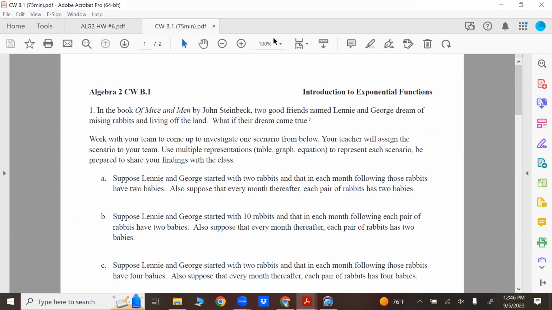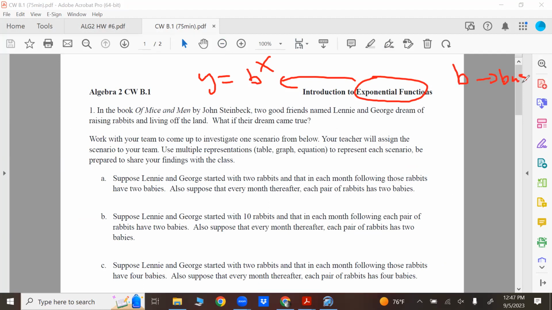And just so you know, we're venturing into a new topic called exponential functions. Exponential takes on this form, y equals b to the x. That's called an exponential function, just so you know. You may want to write that down somewhere. So that's an exponential function where b is your base and x is your exponent.